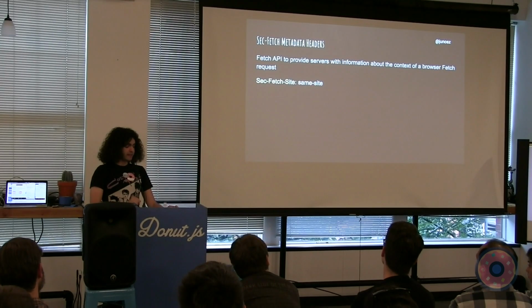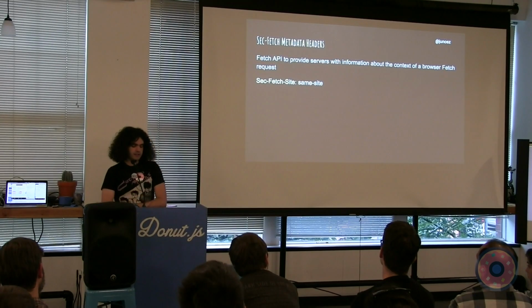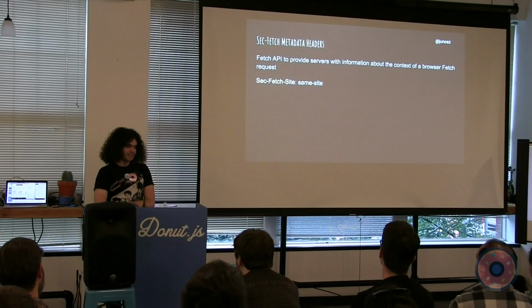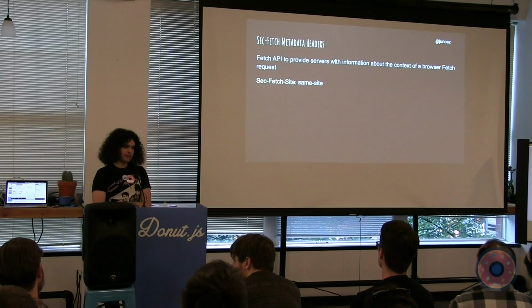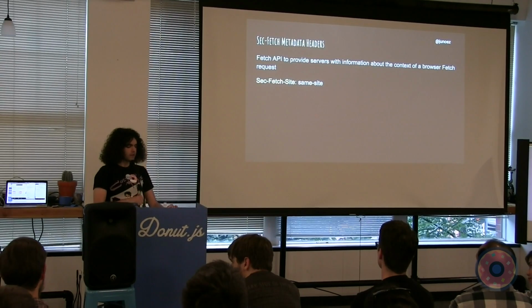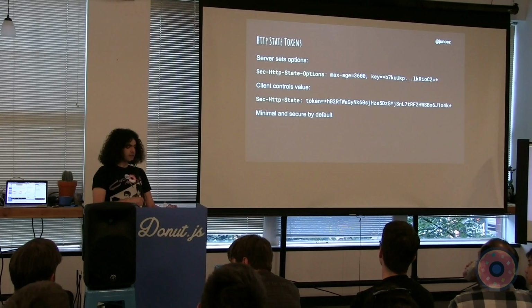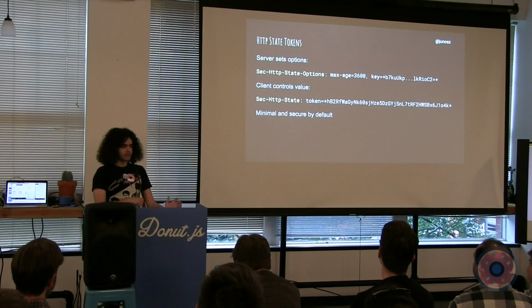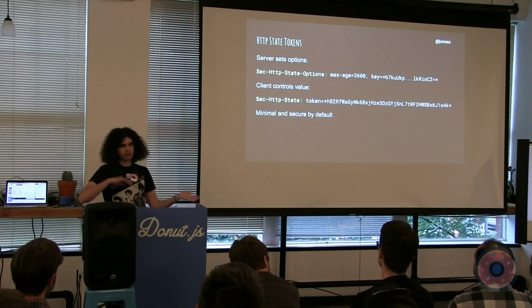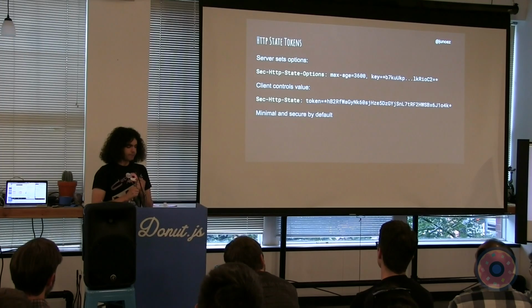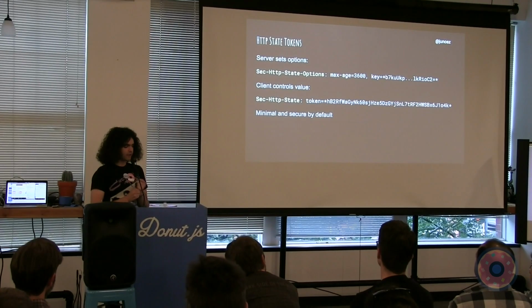Secure fetch metadata headers. This is a way to add same-site-like capabilities to requests that you make from the fetch API. And then the last one, I think, maybe second to last, HTTP state tokens. This is a wholesale replacement for cookies. This is what the future might look like. This has also been proposed by the Chrome team.